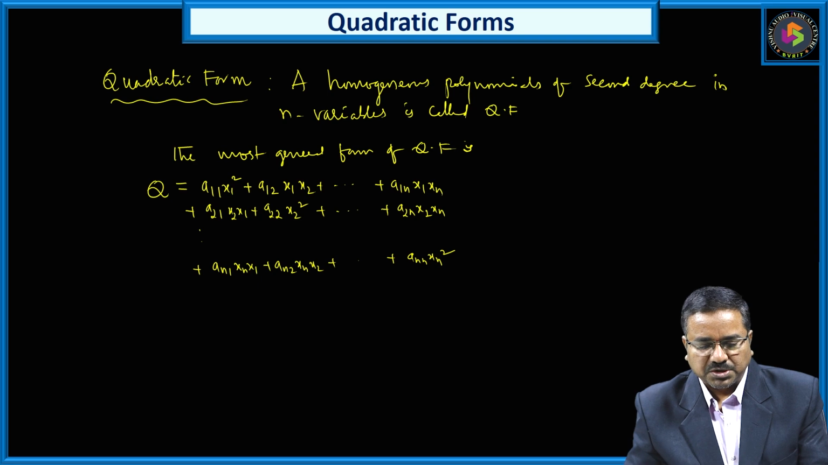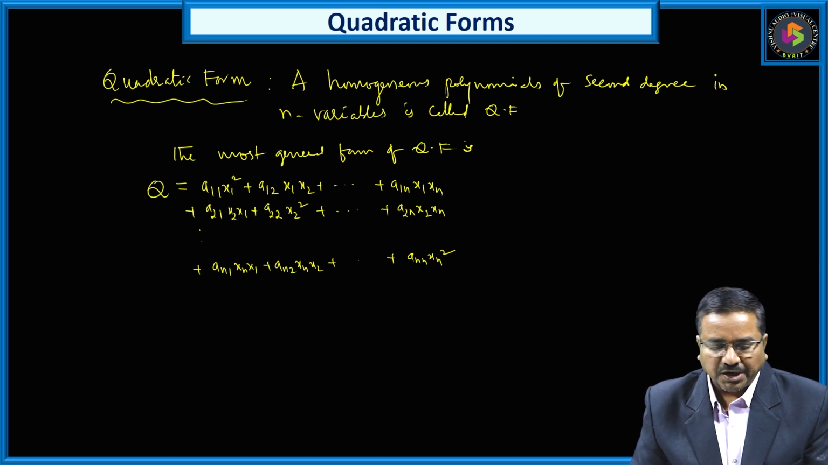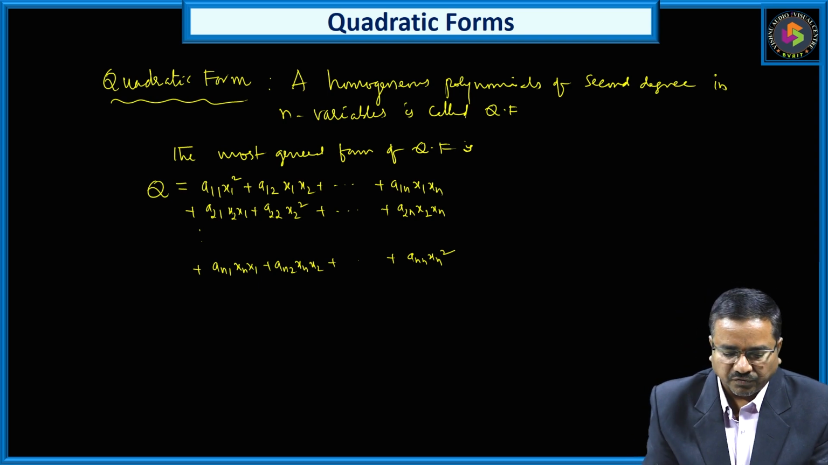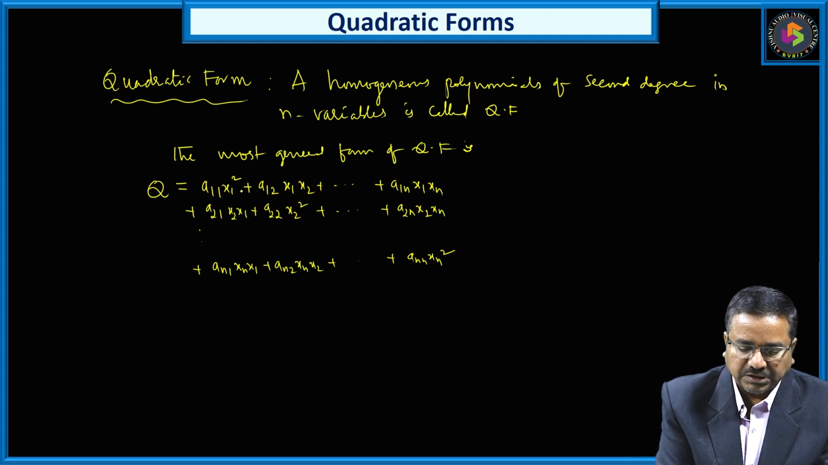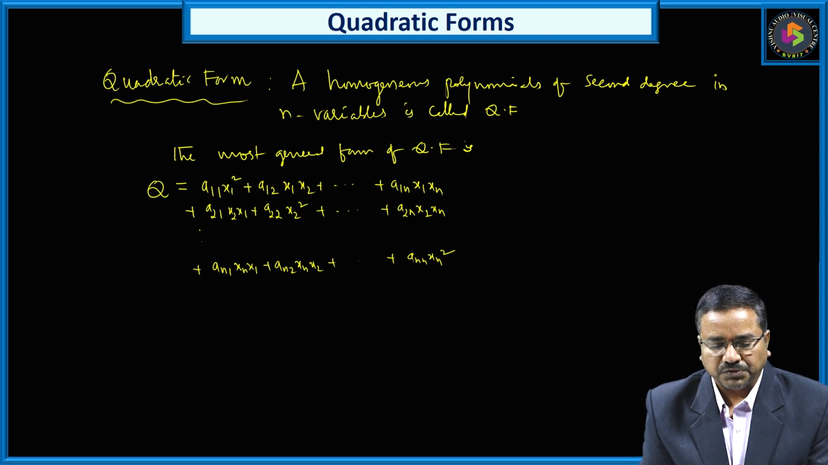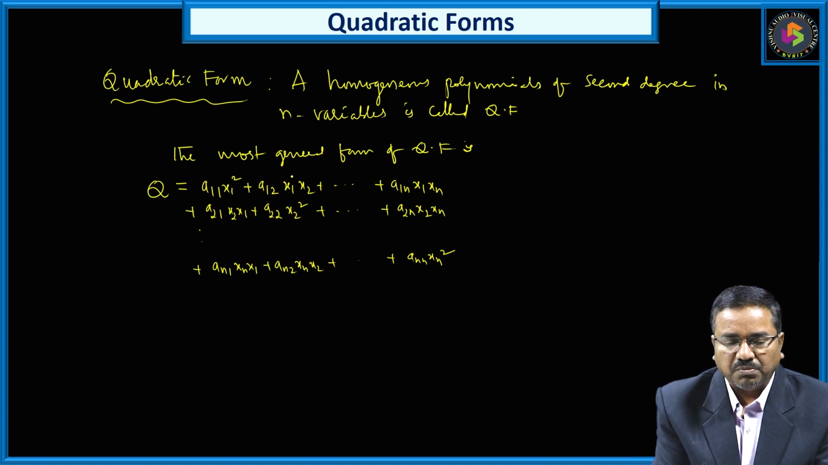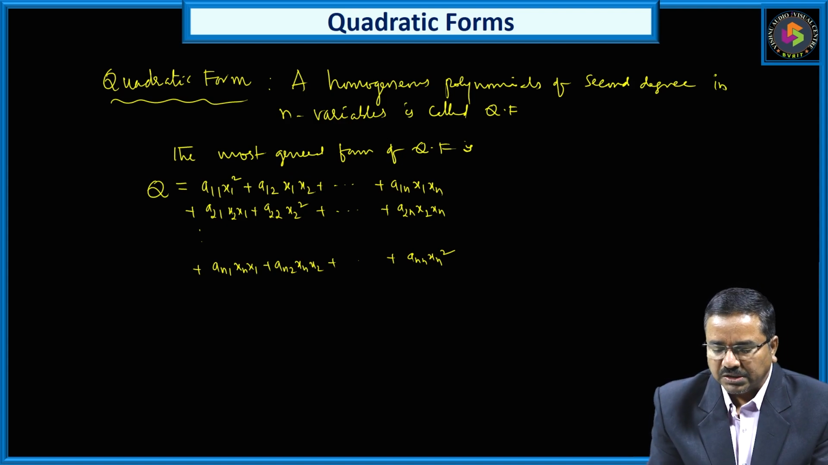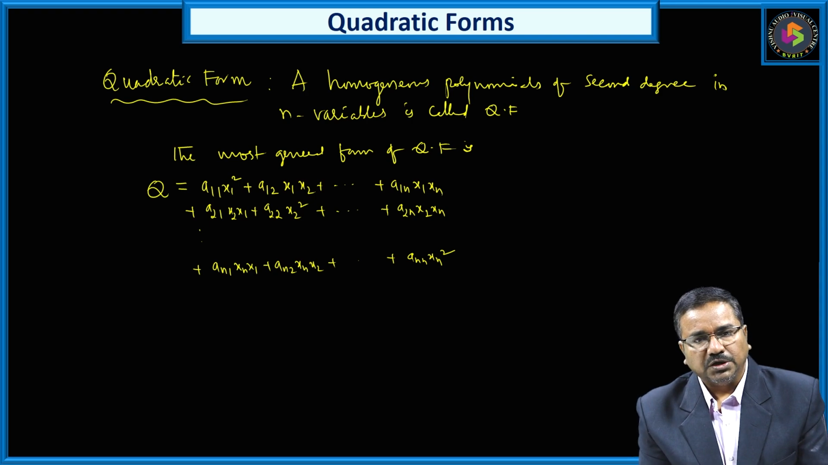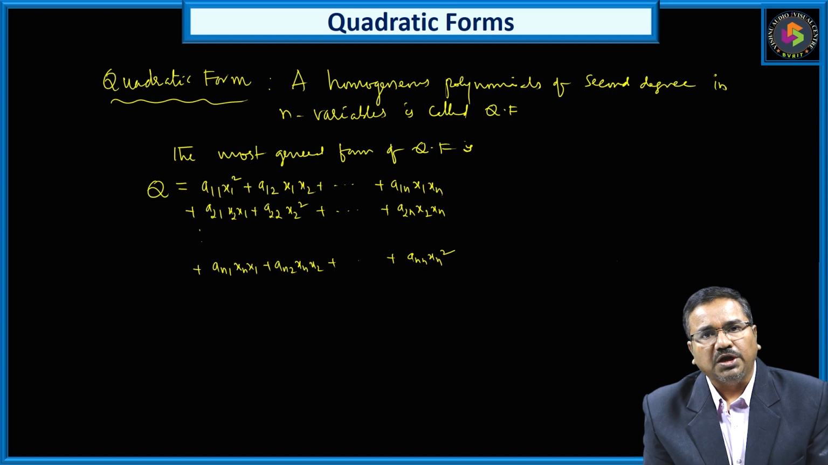Now look at this expression. If you look at the degree of any term, even if you take the first one, what is the degree of this? The first term we have 2. Even if you take the second term, what is the degree of this one? 1 plus 1 is 2. Now look at the entire expression. Each term has the same degree, that is 2. Therefore, it is a quadratic form in n variables.